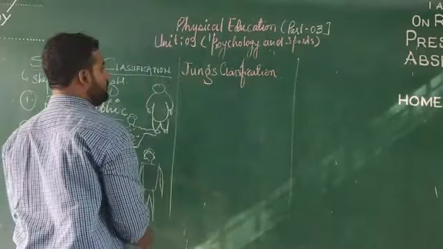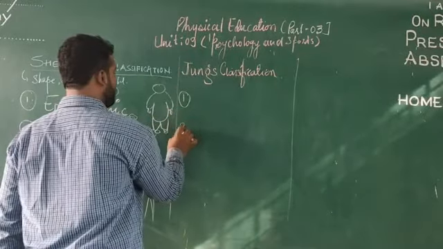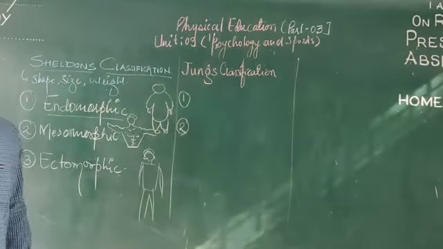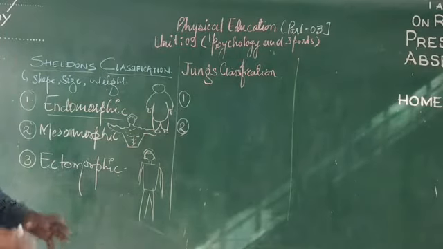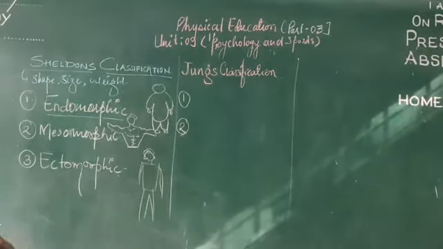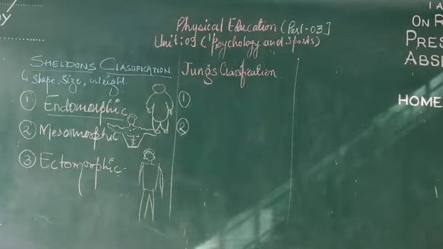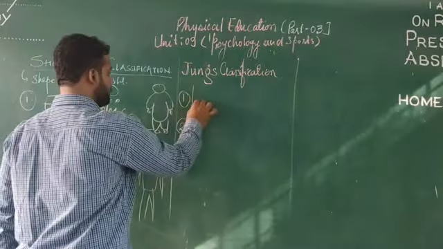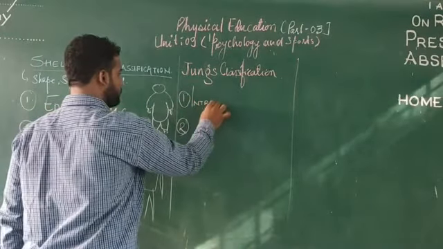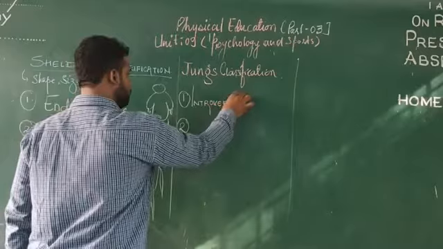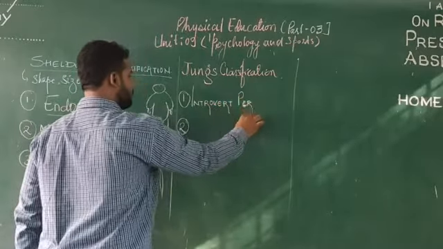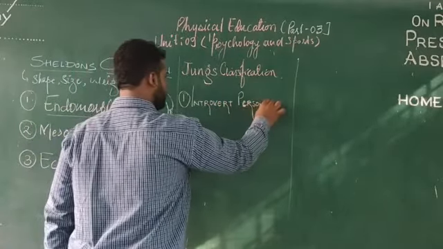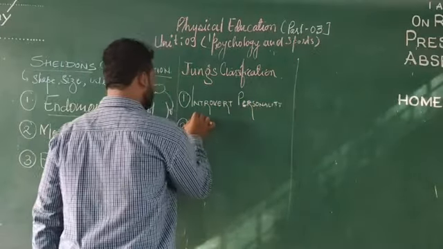And when I'm talking about Jung's classification, basically two things we have under it. First is extroversion, extrovert or introvert, right? So yes, we can go for two things: introvert personality and extrovert personality. There are two things, right? Introvert personality and extrovert personality.